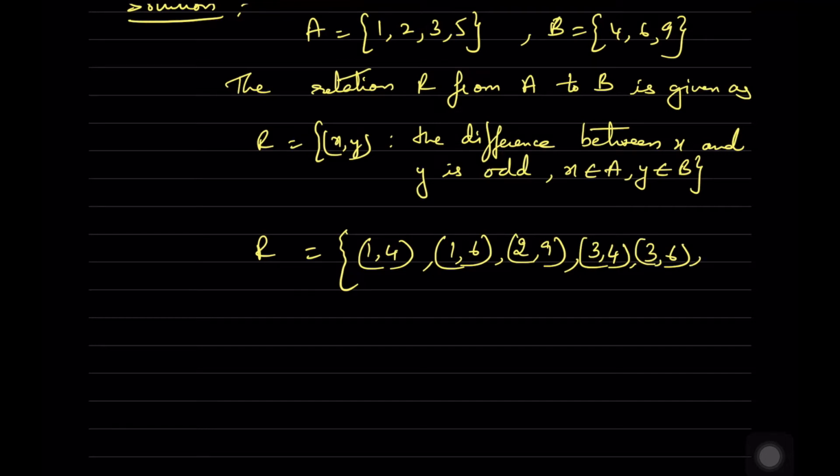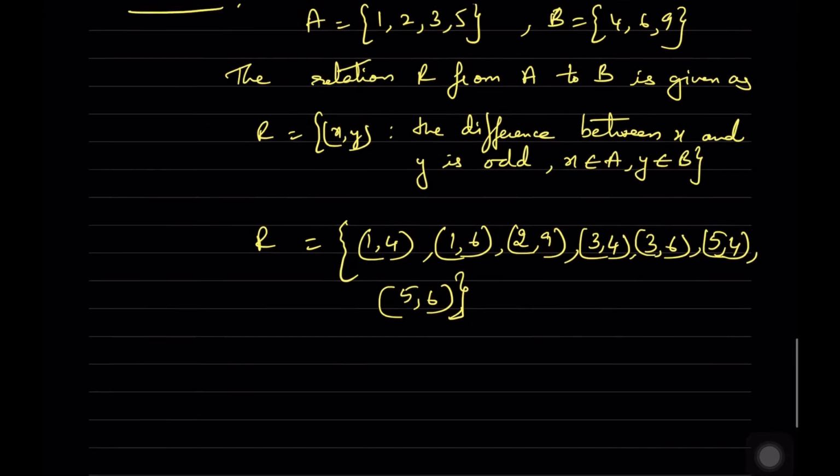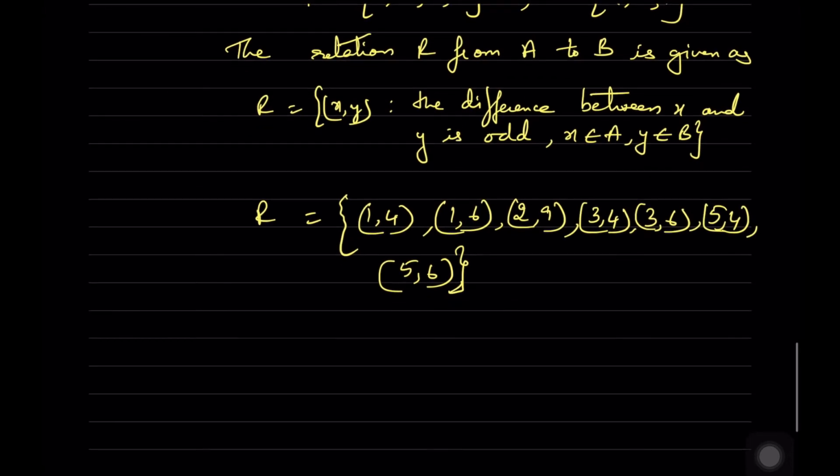then we have 5 comma 4, and then we have 5, 4 because 5 minus 9 is again even. Then we have 5 minus 6 is 1 here. So these all form the set which we get. These are all the ordered pairs which satisfy the relation, that is the difference between x and y is odd, x belongs to A and y belongs to B.